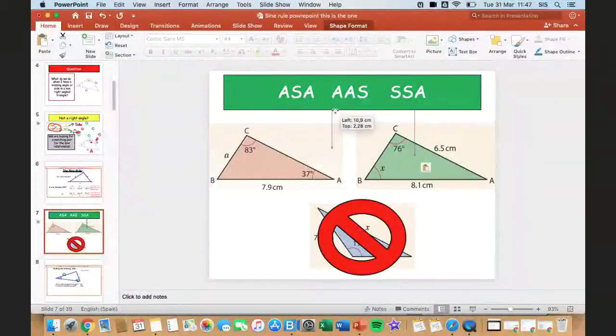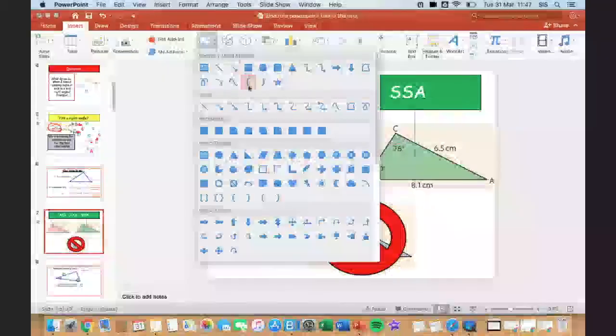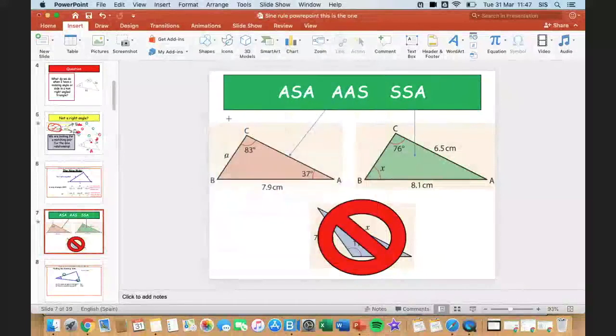Effectively, what you're looking for is something that is matching. And what I mean by something matching is that you have an angle and then you have the side opposite it. So you could have the following. I'm going to get a little circle to show you what exactly I mean. I'm just looking for, I'm going to insert a circle and I'm going to get rid of the fill.